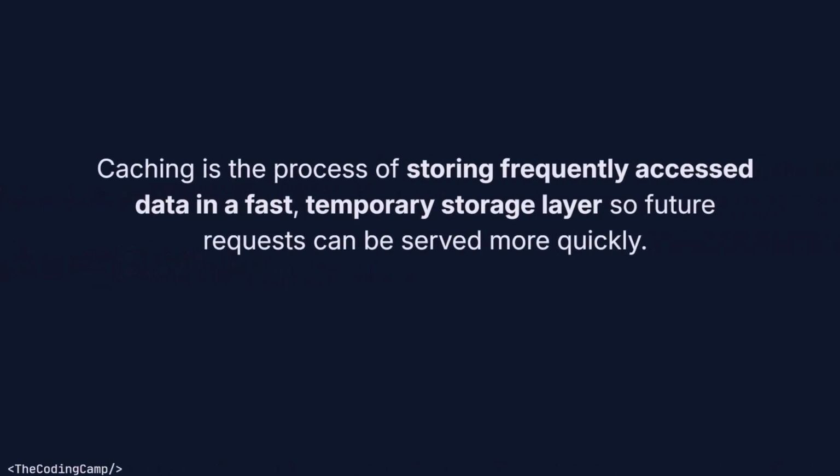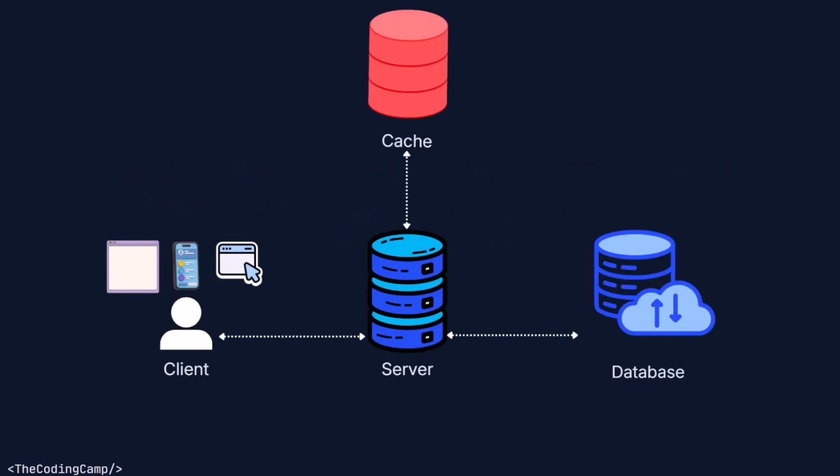Caching is the process of storing frequently accessed data in a fast temporary storage layer so future requests can be served more quickly. The basic flow is the client requests data, the application checks if it's found in the cache, which is called a cache hit, then it retrieves it and returns it back to the client. Otherwise, if it's not in the cache, which is called a cache miss, the application fetches it from the database, stores it in the cache, and returns it to the client.